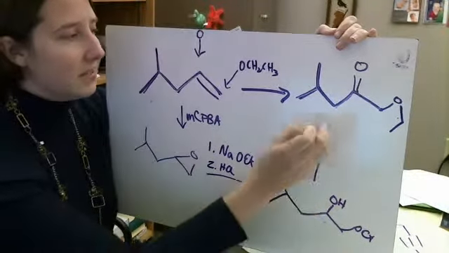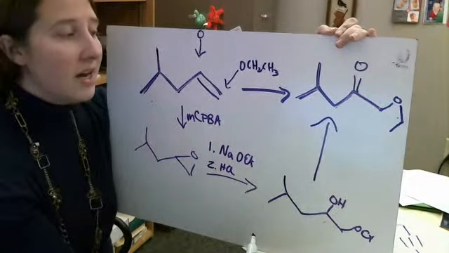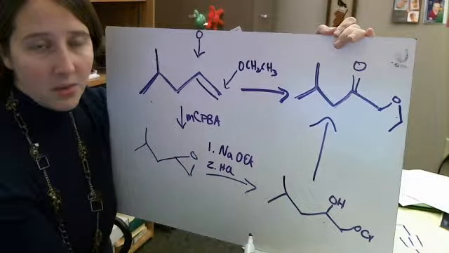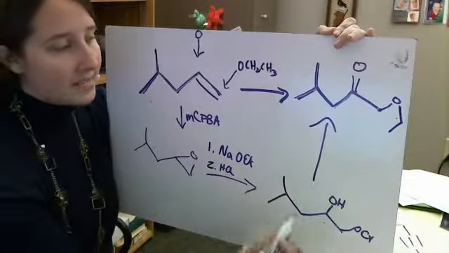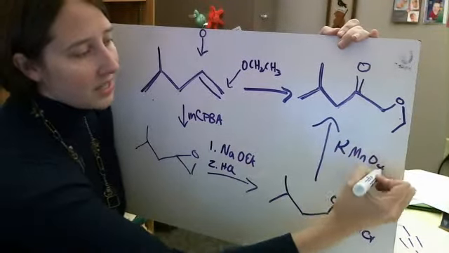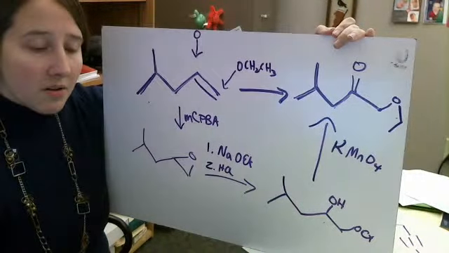Then I can simply take this and add any sort of oxidizing conditions, KMnO4, Jones reagent, which is CrO3 and an acid, or Na2Cr2O7, an acid and water. I'm going to choose to write down KMnO4 because that's the easier set of reactions. So that's how you would solve that one.